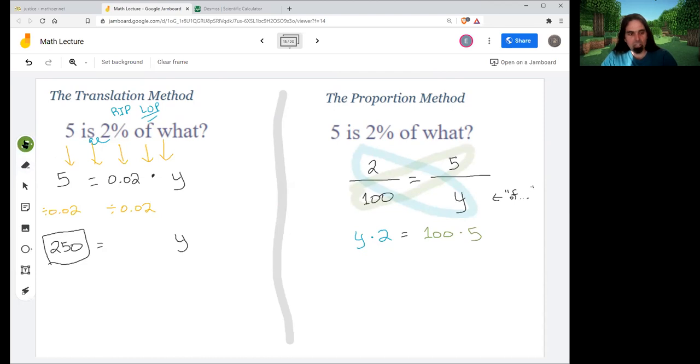I'm going to get y by itself with a division by 2. Tell me if anyone wants me to write more steps to these. I am being lazy and writing fewer. So y times 2 divided by 2 is just y. 100 times 5 divided by 2 will get me back to 250.